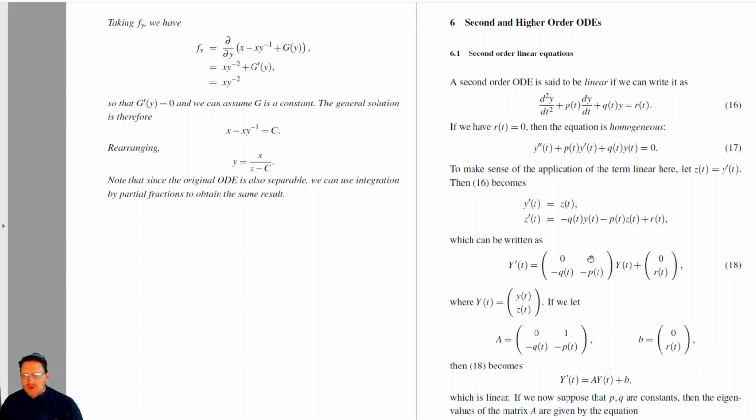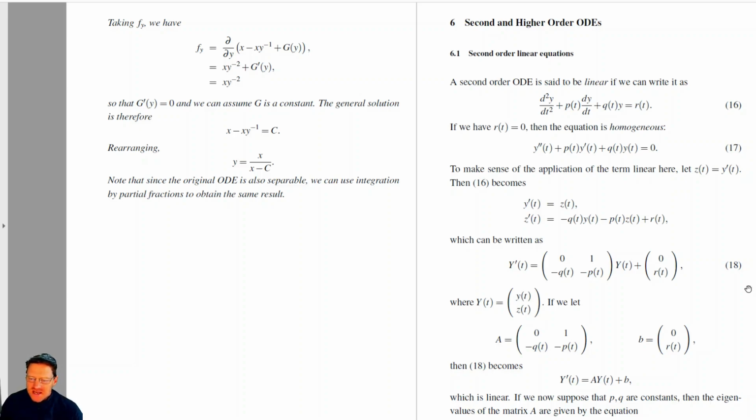So the top line, if I multiply that out, I get 0 times lowercase y of t plus 1 times z of t, which is just the top equation here, and then plus 0. Now the second equation is minus q of t multiplied by lowercase y of t, and then minus p of t multiplied by z of t. So that's this little part of it, and then we add on r of t. Okay, so this looks like a linear equation because we've got a matrix equation.